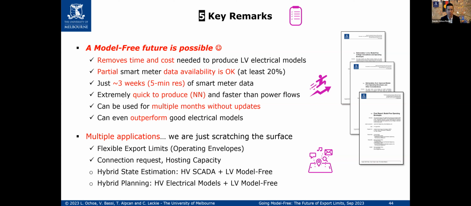So we can do this with partial availability, and that's great. We just need 3 weeks. This is not about a data-hungry approach. It was from the very beginning designed to use just a little data, not just because computing power will be less. It's not that. It's extremely important to understand power systems when applying these techniques.